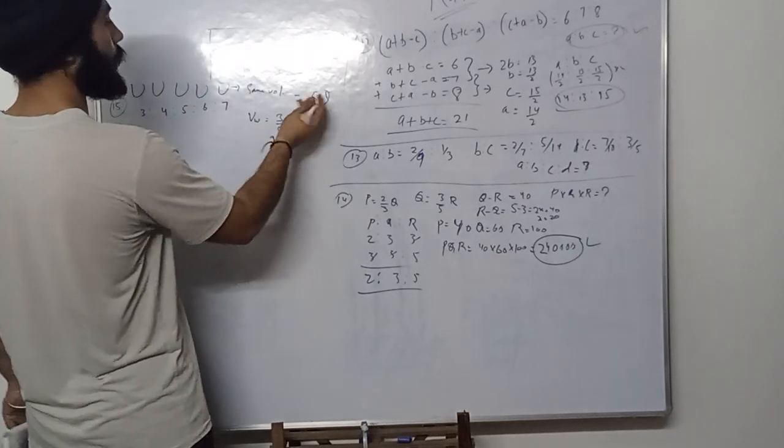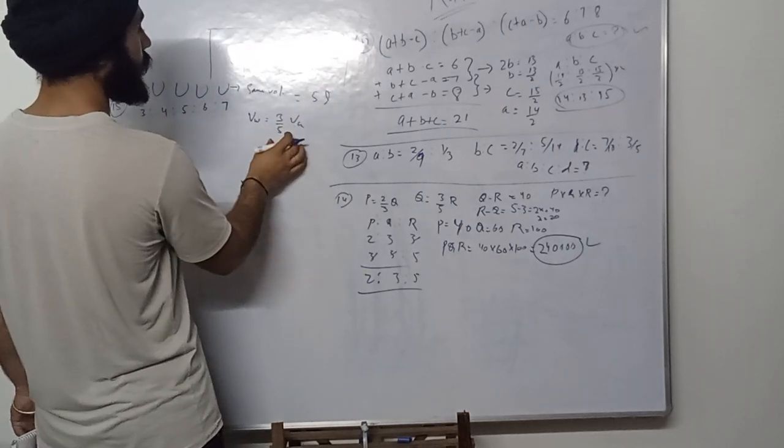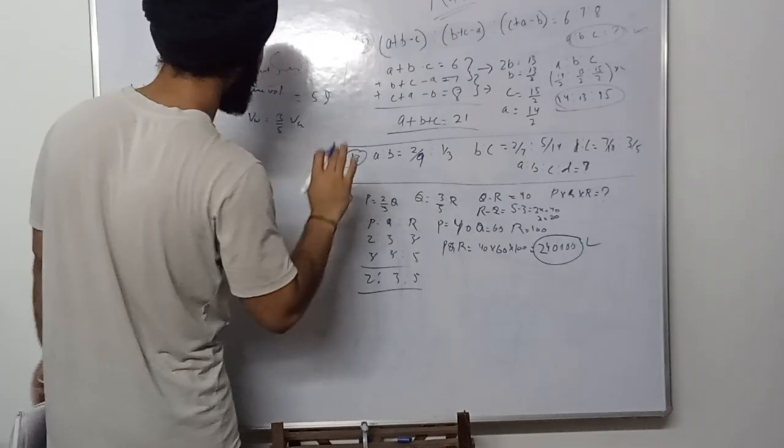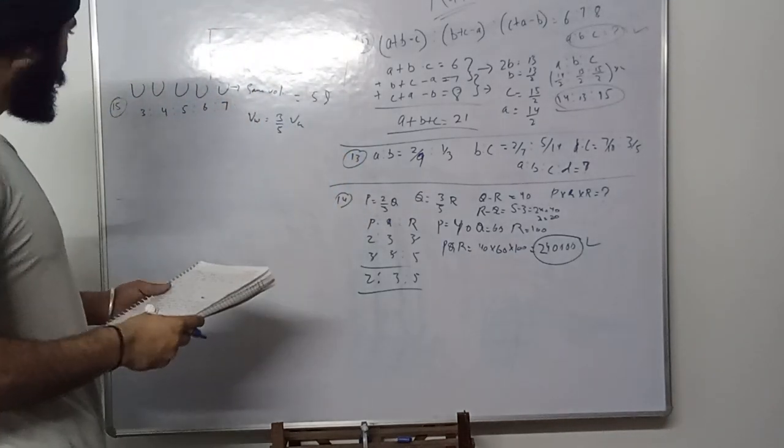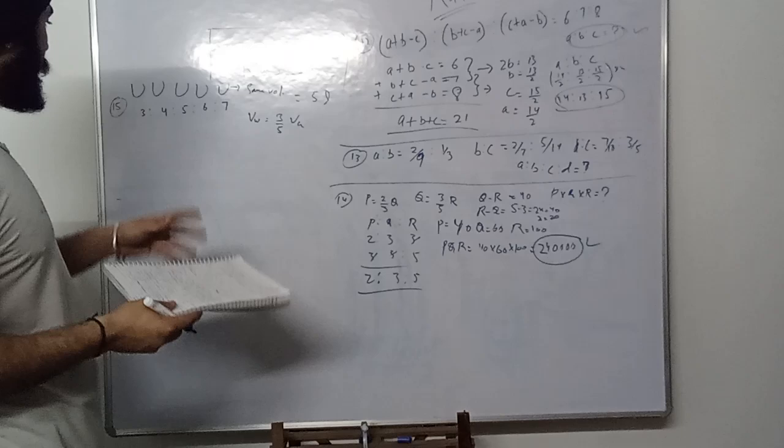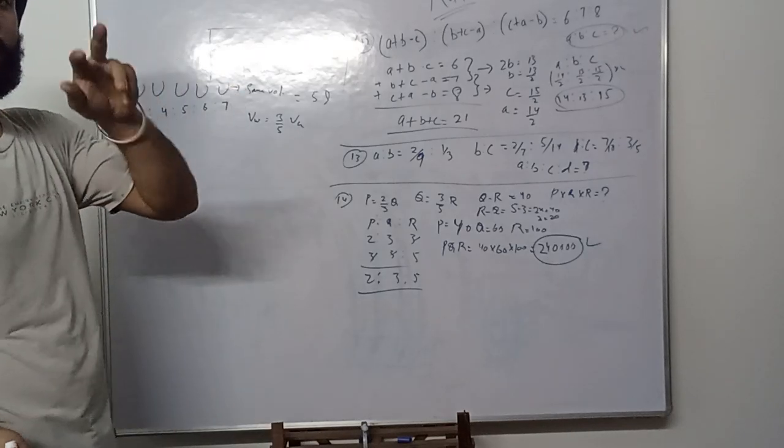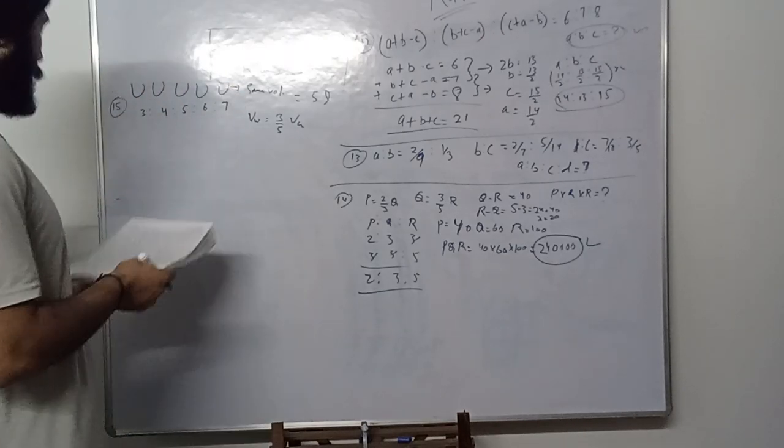So if we are guessing with the 5 liter, the total volume of the water is 3 liter. 3/5 of 5 is equal to 3. So we have to find the number of glasses which are half filled.